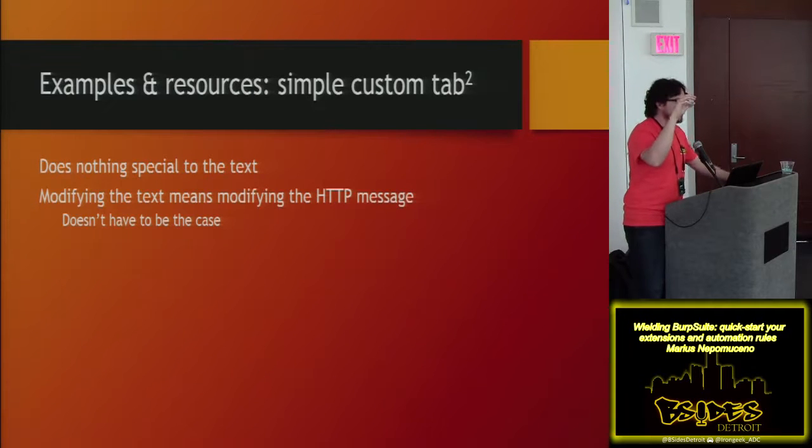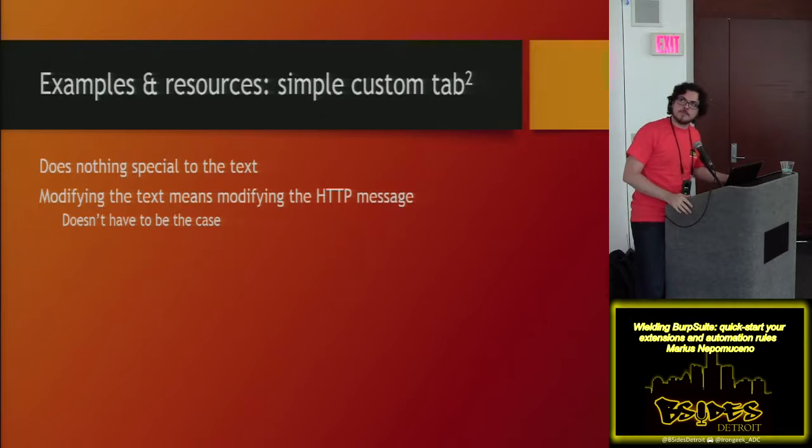That's just text, so the tab itself doesn't do anything special to the text. It's just a new tab for you to see where it pops up. And it does the same thing as BurpSuite's raw HTTP message tab. It's just a clone, but at least you can see how it works. You can have a shell of your first extension from where you can start building your own functionality.